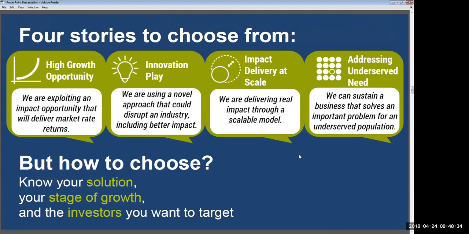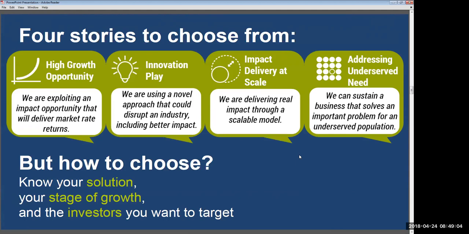And so what she realized is she had pitched an underserved needs story, which is very typical to pitch to grant funders. There's a population here, it has an underserved need, I have a solution, here's the impact it's having. What she forgot to do is realize that the investors she was pitching to were either interested in a high growth opportunity or impact delivery at scale. And they would not be interested in the other two because of the kind of capital that they had and the kind of investors they were.